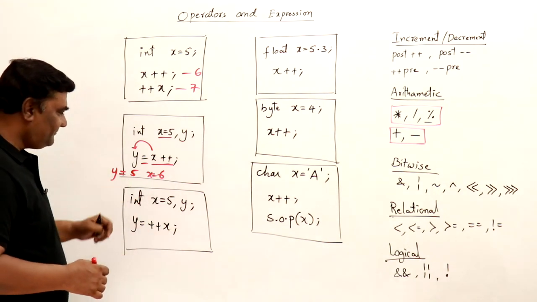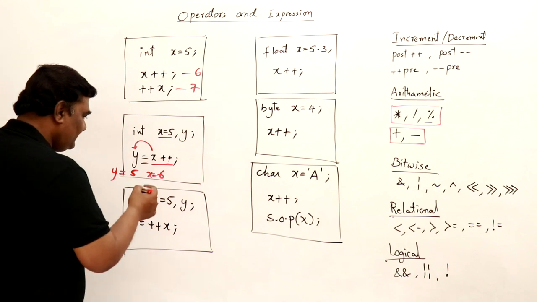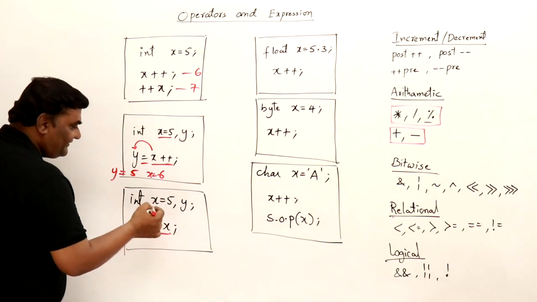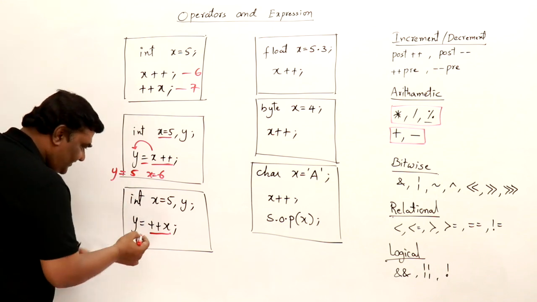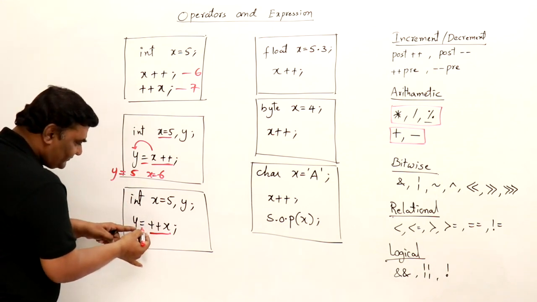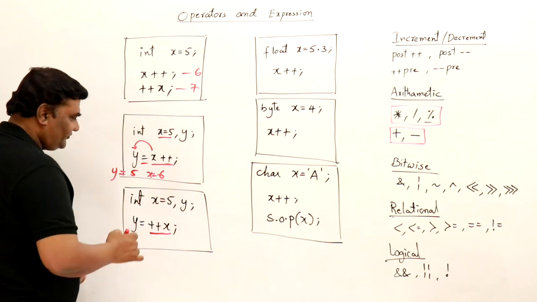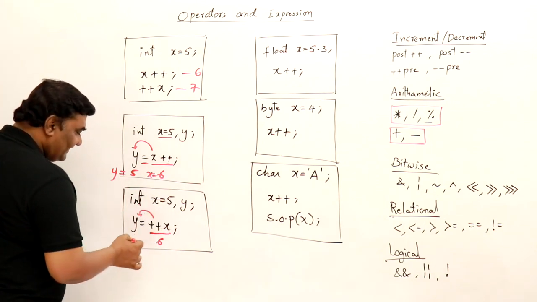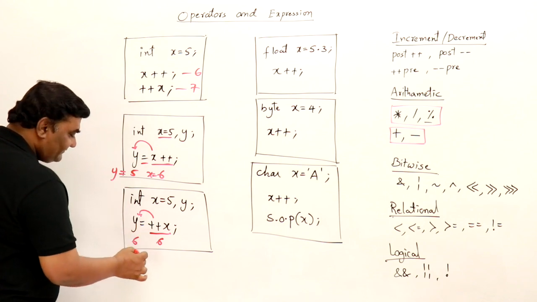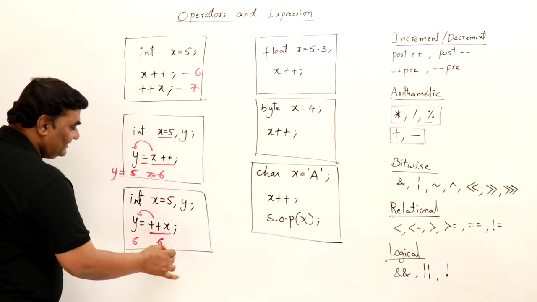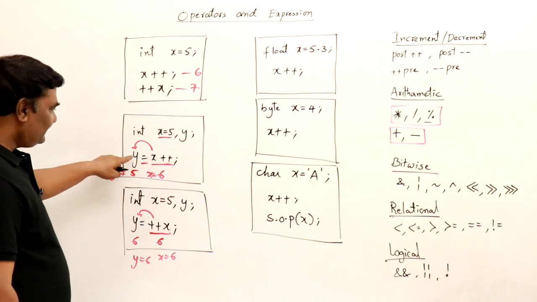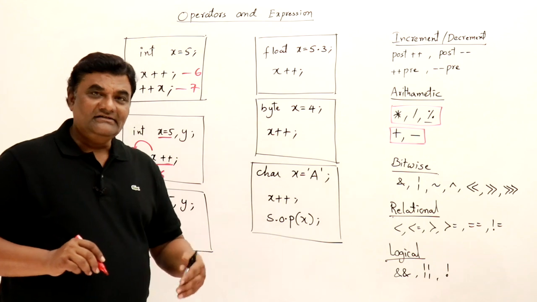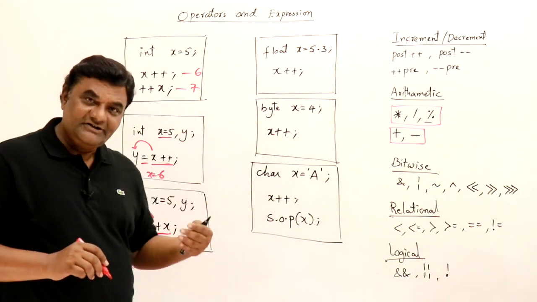Then another example for pre-increment. Here I have y = ++x. This means that first increase the value of x, then use it. So we have plus plus also, assignment also. Which should be done first? Pre-increment should be done first. So this is 5, this becomes 6, and this 6 is assigned to y. So y also becomes 6. The result is y is 6 and x is also 6. So in any expression, if you are writing like this, then the value of x will be incremented, then used.